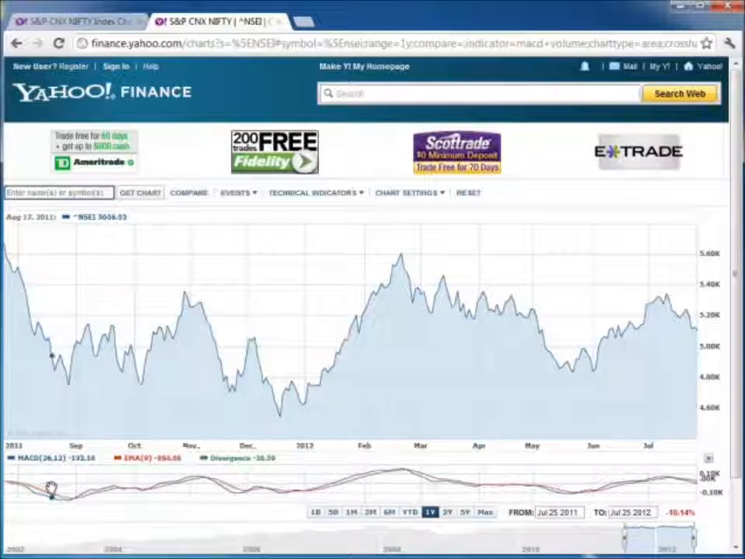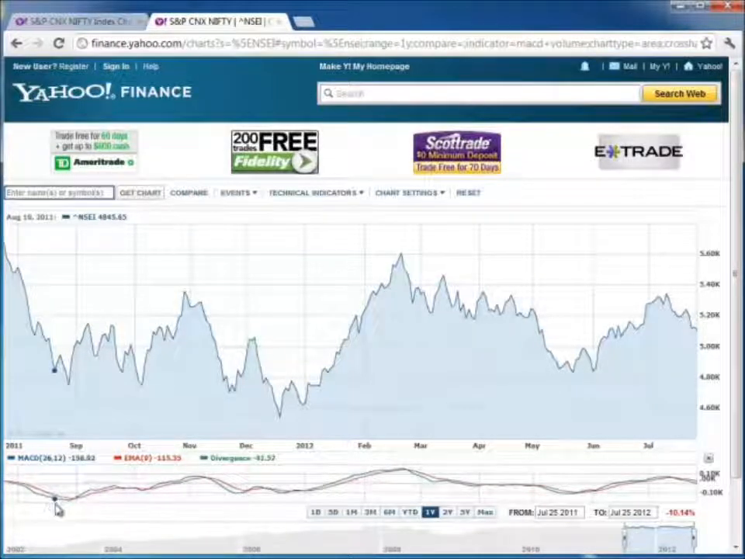Really what we're going to be doing is using this red line and blue line as a moving average crossover strategy. So the blue line is the MACD line and the red line is the signal line. When the MACD crosses the signal line and goes above, that's a long position, and when it crosses and goes below, that's a short position.